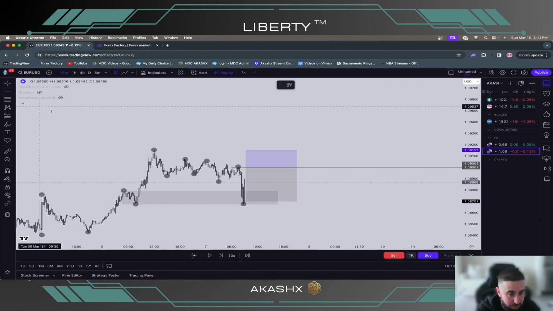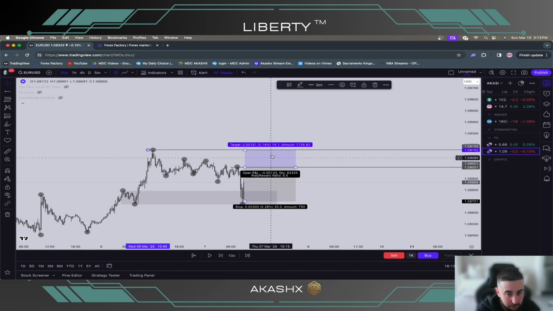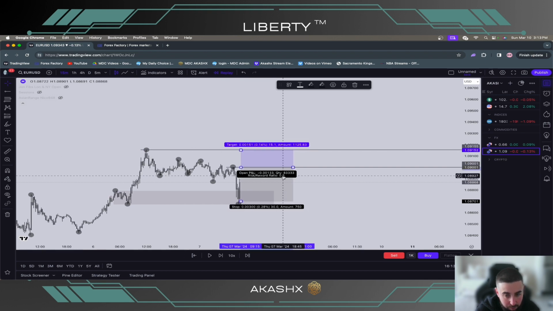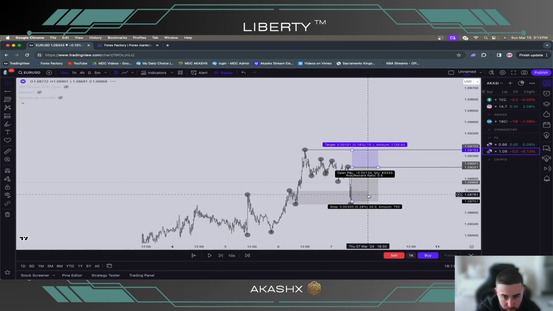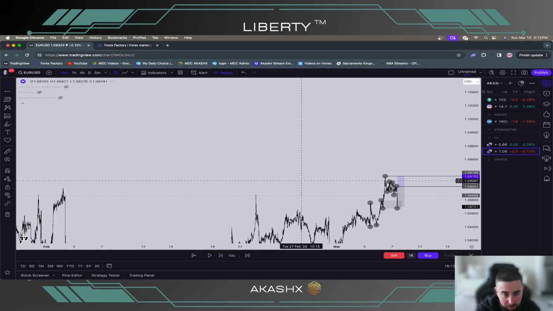Now our first target's obviously again the high of the range, but the risk to reward is not great on that. It's about a half R multiple. So we're gonna want to target something a little bit further.